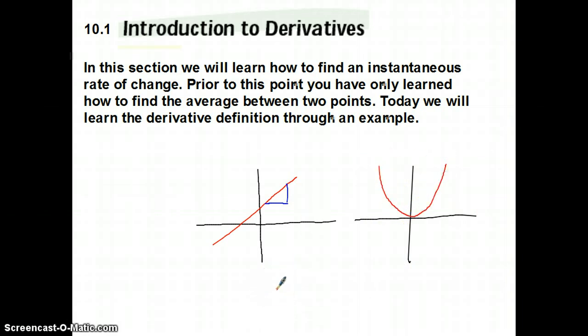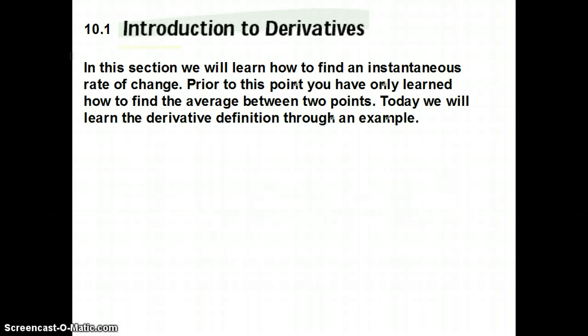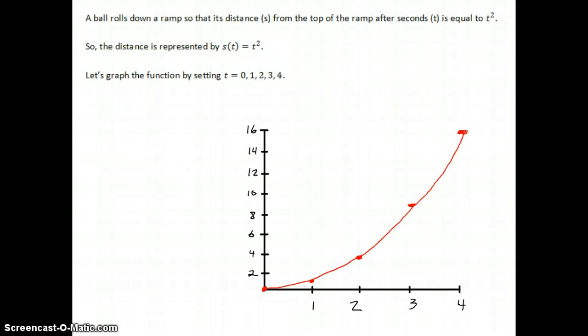And we're going to learn how to find the rate of change of something that's not constant today. So let's go ahead and get started with an example. A ball rolls down a ramp so that its distance s from the top of the ramp after t seconds is equal to t to the power 2. So the distance is represented by this function s of t equals t squared.